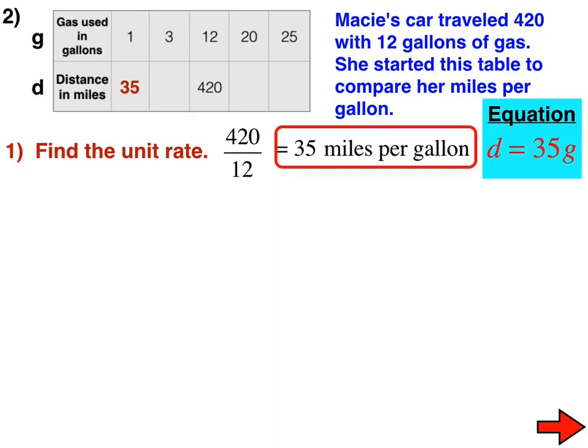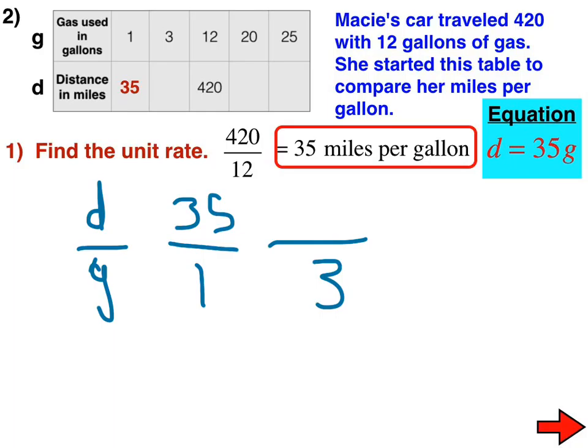And now I'm going to use what I know here to fill in the rest of it. You could do this. D over G, right? That's what we know. And we also know our unit rate. D is 35, gallons is 1. And the next value in the table is 3 gallons. So that's 3 on the bottom. And I want to know how many miles.